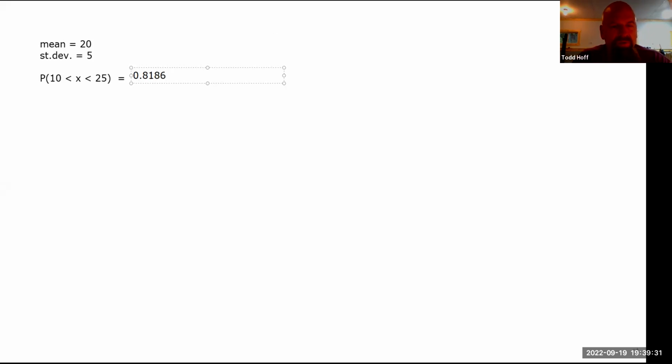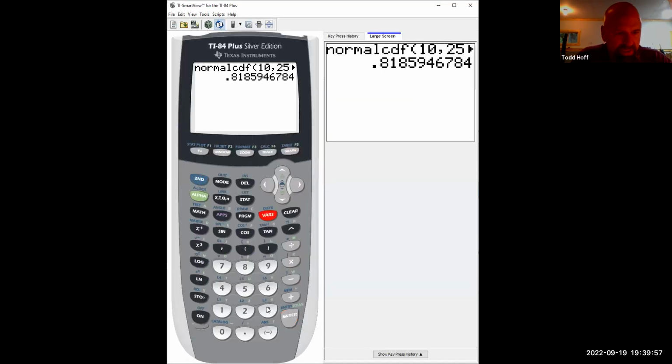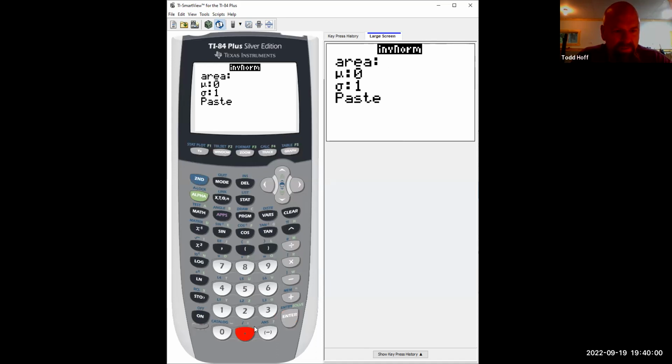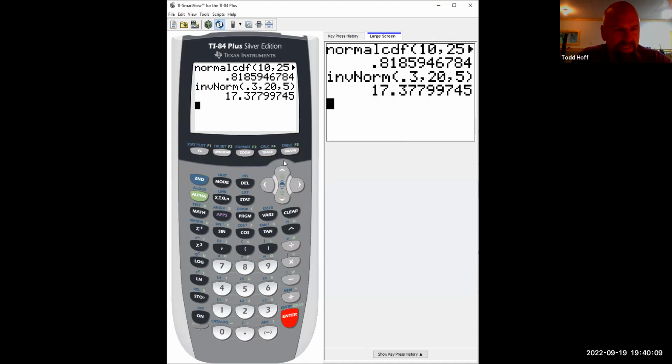Okay, so now let's do those reverse calculations again, like we did with the standard normal distribution. Find A such that the probability that X is less than A equals 0.3. So this is going to be an inverse normal. It's less than, so it's what the function is made for. Second distribution, inverse normal. Area to the left is 0.3. Our mean, however, has to be changed to 20, and our standard deviation is 5. Now we hit enter and enter again. We get 17.38.